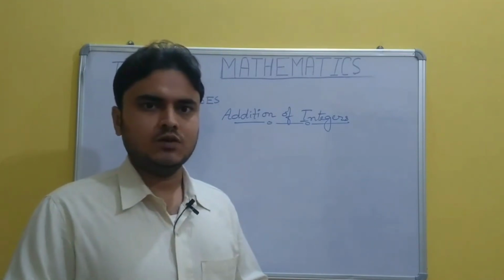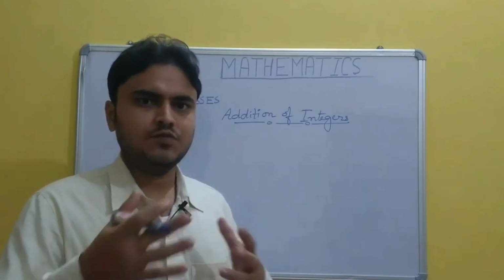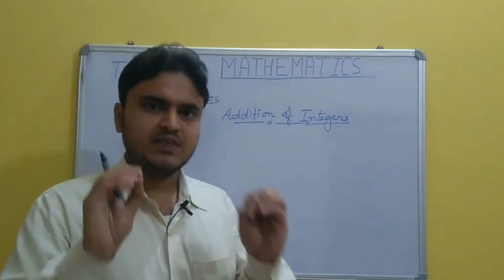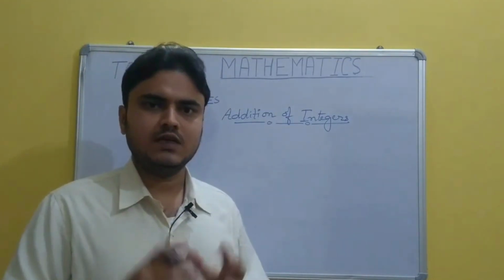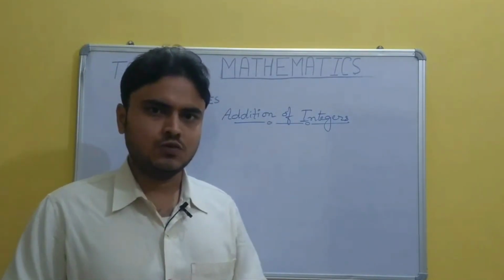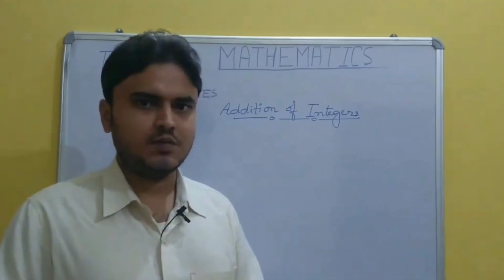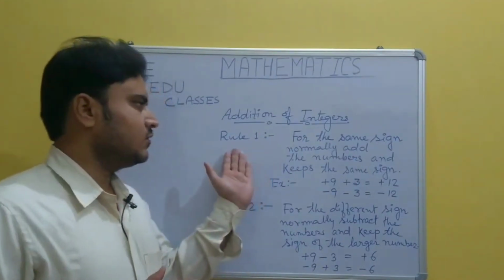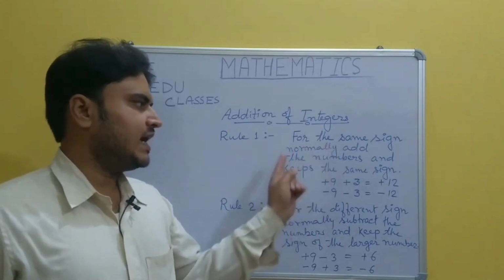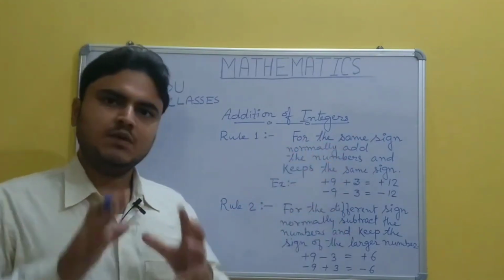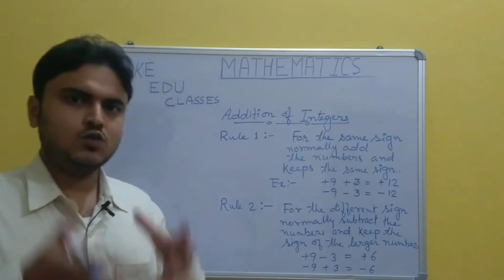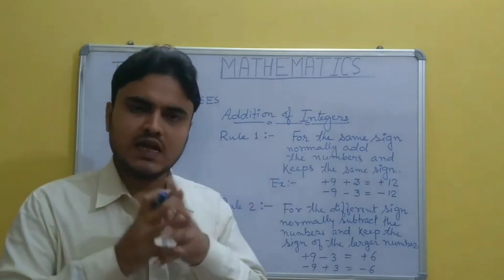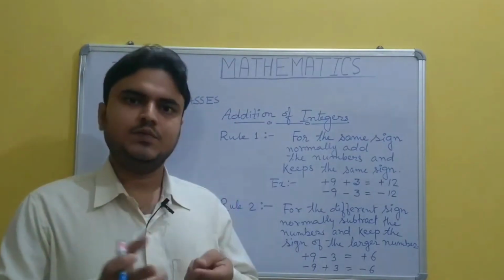Now we are going to discuss the addition of different types of integer numbers. First, we have to know two specific rules for addition of integers. For the addition of integer numbers, there are two rules. Rule number one: for the same sign, normally add the numbers and keep the same sign. That means whenever we are adding two integer numbers with the same sign, we have to normally add the numbers and keep the same sign.